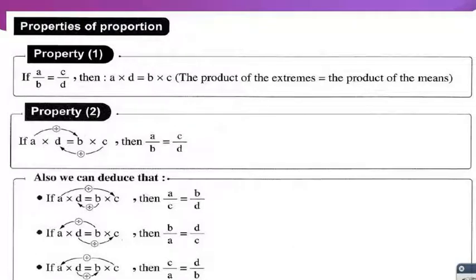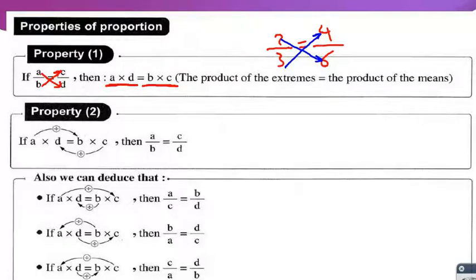The properties of proportion. Property number 1, if A over B equals C over D, then A by D equals B by C. The product of extremes equals the product of means. For example, if 2 over 3 equals 4 over 6, then 2 by 6 equals 12, 3 by 4 equals 12. The product of extremes equals the product of means.